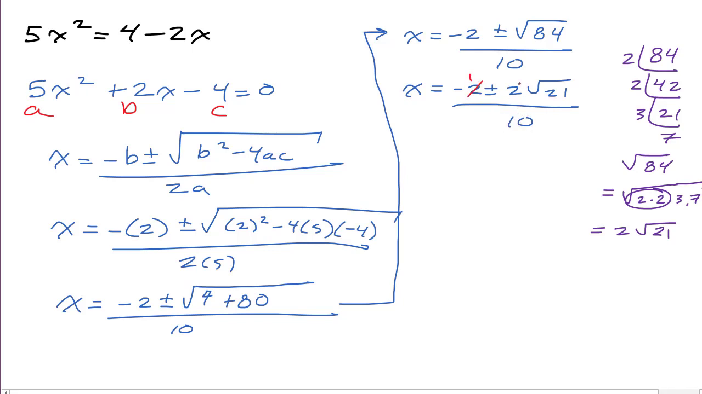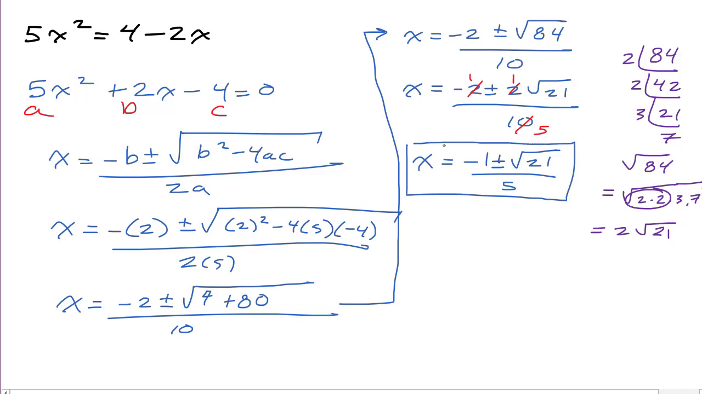2 divided by 2 is 1. 2 divided by 2 is 1. 10 divided by 2 is 5. So our simplest answer is going to be negative 1 plus or minus the square root of 21, divided by 5. And there's two possible answers: negative 1 plus the square root of 21 divided by 5, and negative 1 minus the square root of 21 divided by 5. Okay, so this lesson is putting together something you learned in grade 10.